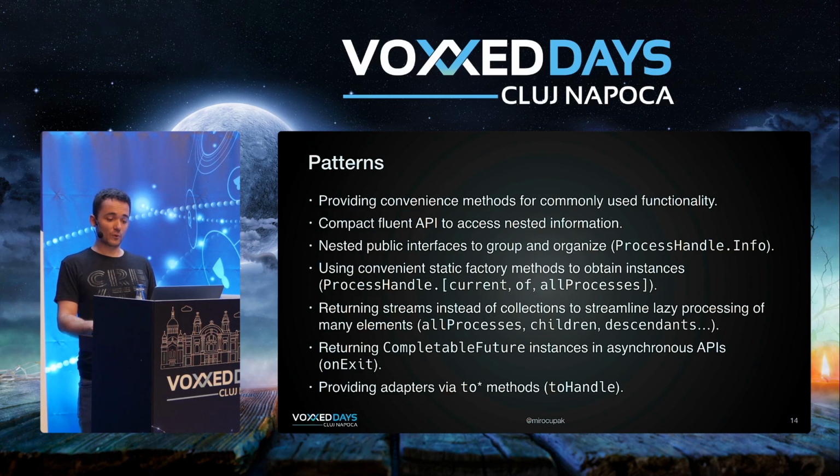Also note the pattern for building asynchronous APIs by returning completable future instances. That is the recommended way to do asynchronicity in Java nowadays, since Java 8. That's just how async should be implemented all the time. And we saw that in action with the onExit method. There was also an interesting use of the adapter pattern, too, by providing two methods to do the conversions, such as when going from process builder to process handle, we had the toHandle method. Also very nice and useful pattern there.